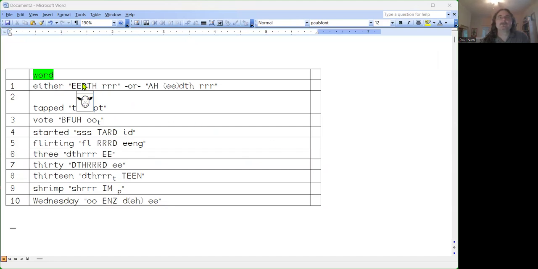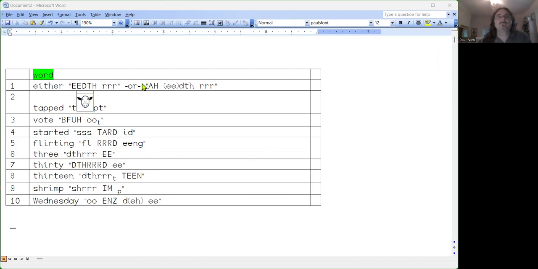and with this TH, you're biting your tongue. Eid, Eid, Eid. And then this is, you could think of it. This is US pronunciation, by the way. So I'm using this sound. So again, either.